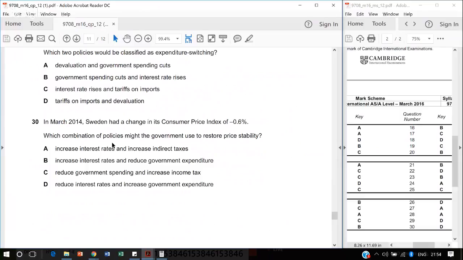Increasing direct taxes is just going to be similarly contractionary. Increasing interest rates and reducing government expenditure? Increasing interest rates, no. Reduce government spending, that's not going to help either. Reduce interest rates, that's going to be expansionary, and increase government expenditure, that's going to be some Keynesian spending there, hopefully causing the multiplier effects, possibly accelerator effects afterwards. All this kind of thing is going to be beneficial to the economy, is going to boost AD, and that's going to get Sweden back into a region of price stability.